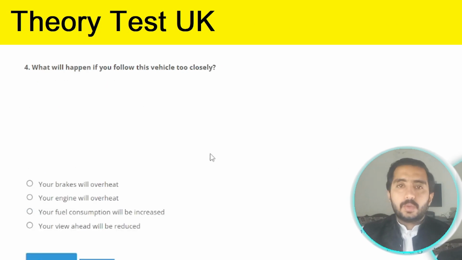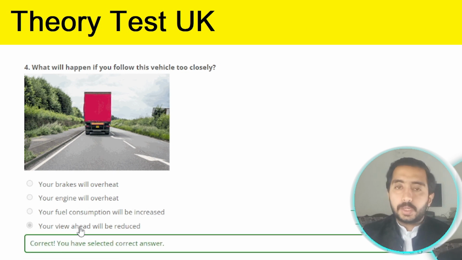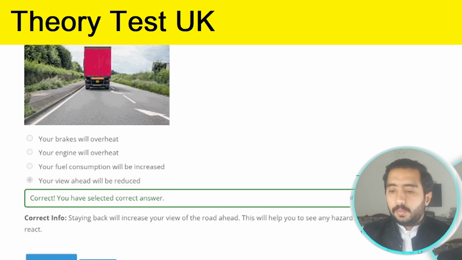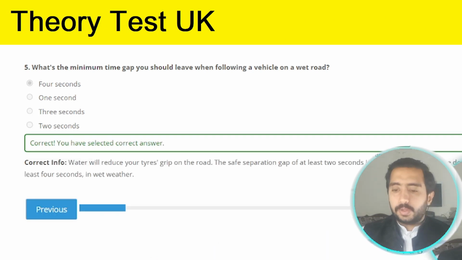Next question, question number 4. What will happen if you follow this vehicle too closely? The correct option is your view ahead will be reduced. Option D is the correct option. Next one, question number 5. What is the minimum time gap you should leave when following a vehicle on a wet road? The correct option is option A, at least 4 seconds. Option A is the correct one.